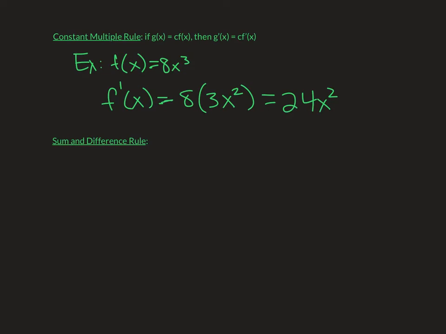The last one is called the sum and difference rule. The sum and difference rule is pretty nice. It's basically just telling you that if you have some stuff added or subtracted, then their derivatives are going to add or subtract. I'm going to make a side note, and that side note is that this does not work when you have products or quotients. So it doesn't work when you're multiplying or dividing.